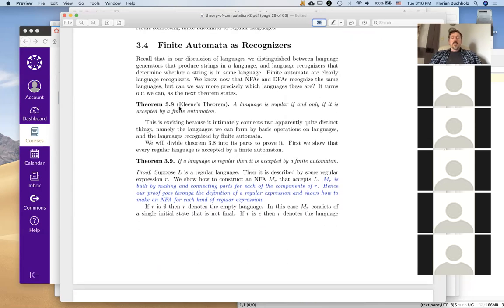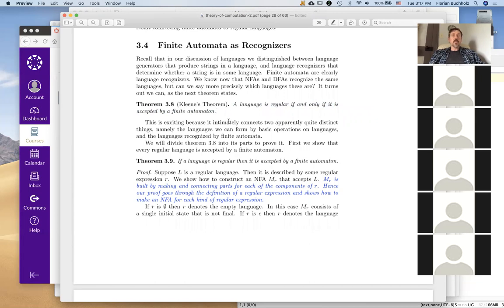That brings us now to the relationship between automata and regular expressions. There's this theorem that says a language is regular if and only if it is accepted by a finite automaton. So it doesn't matter if it's deterministic or non-deterministic. We've just established that.